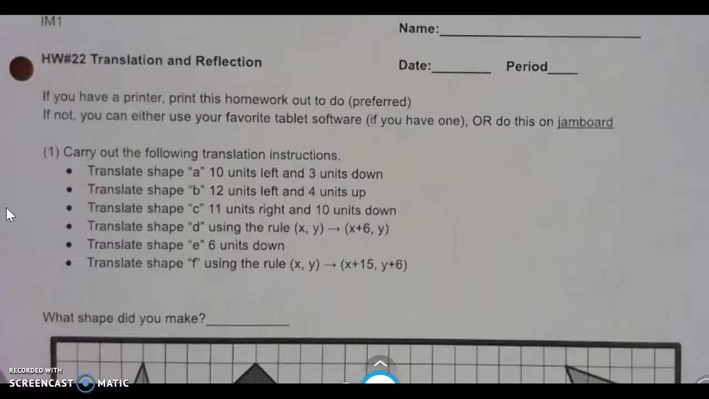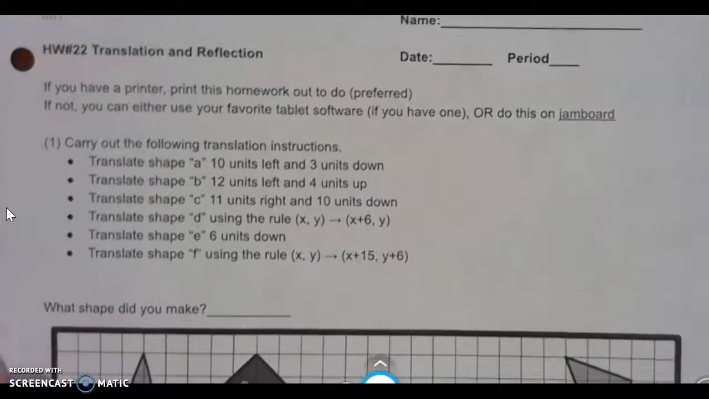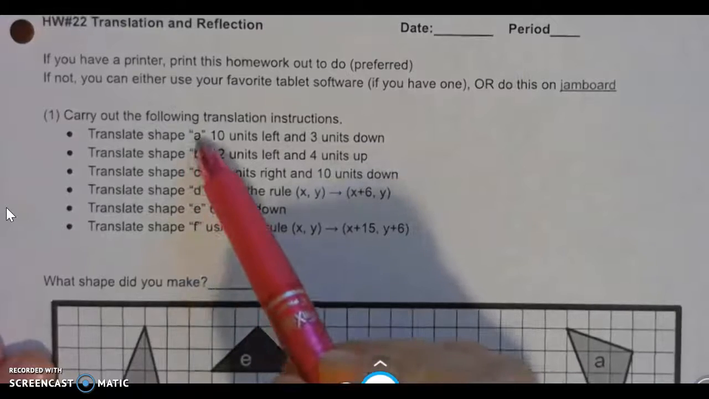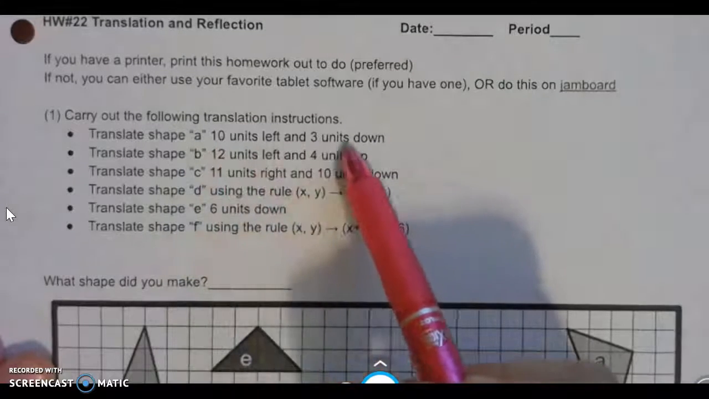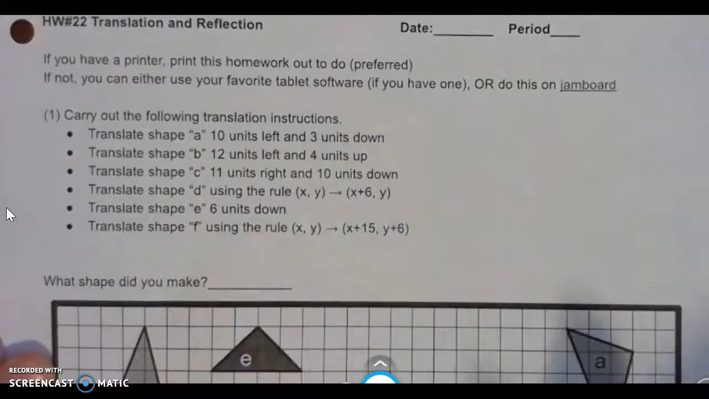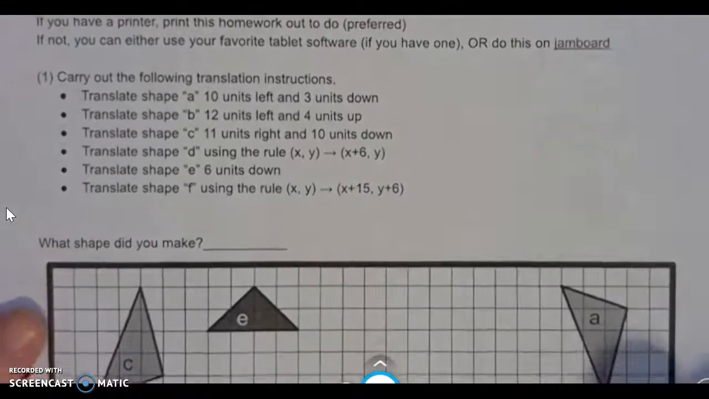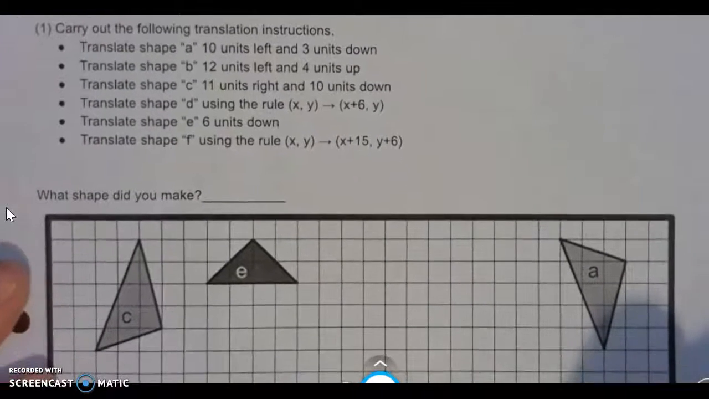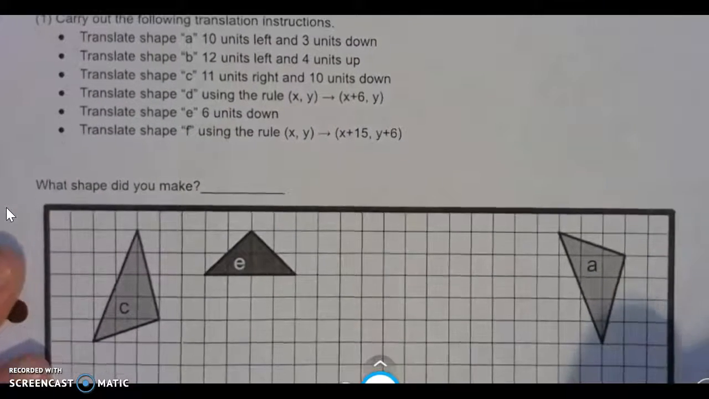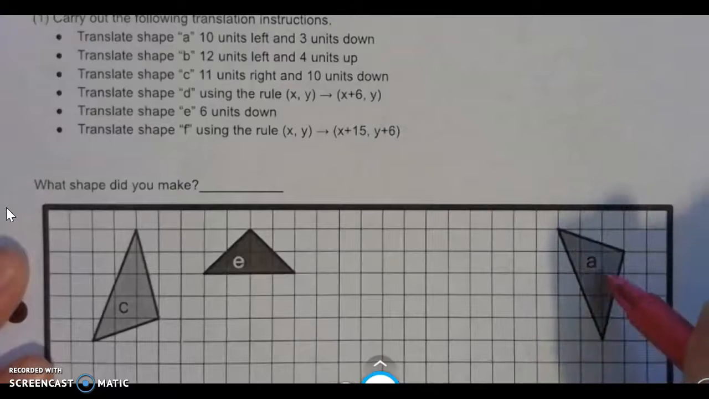This is where we are going to be working on translation. So we just need to translate shape A, 10 units left and 3 units down, and the rest. So let's start with A. We need to find A and move 10 units left and 3 units down. Here is my A. So I need to do 10 units left and 3 units down.